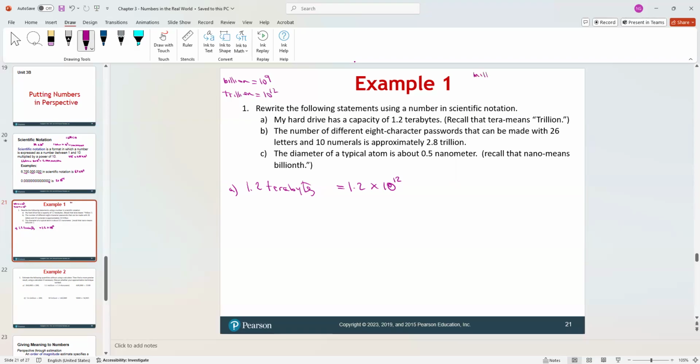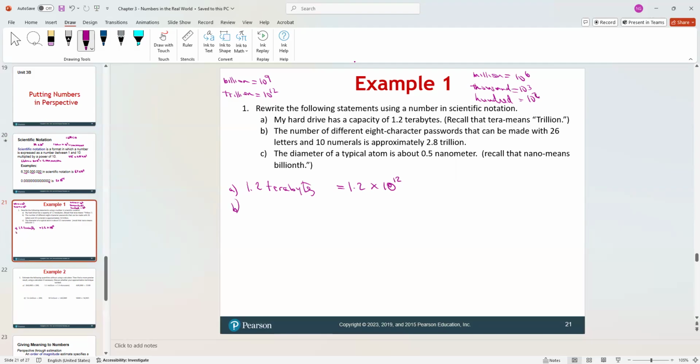Million, 10 power 6. Thousand, 10 power 3. Hundreds, 10 power 2, right? So these are things you should know.